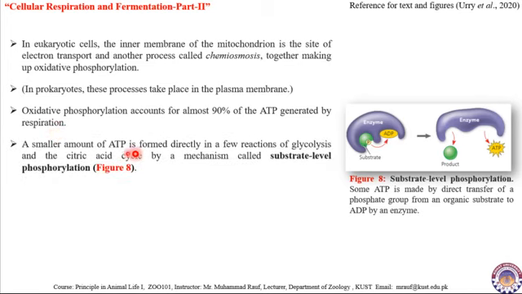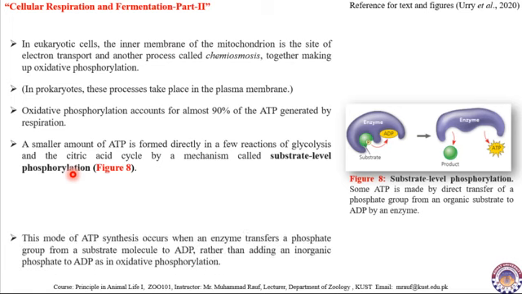So a small amount of ATP is formed directly in a few reactions of glycolysis, that is 2 ATPs, and then 2 ATPs in citric acid cycle, but these 4 ATPs are produced through substrate level phosphorylation. When a substrate, an intermediate of a metabolic pathway, provides a phosphate group to ADP to form ATP.